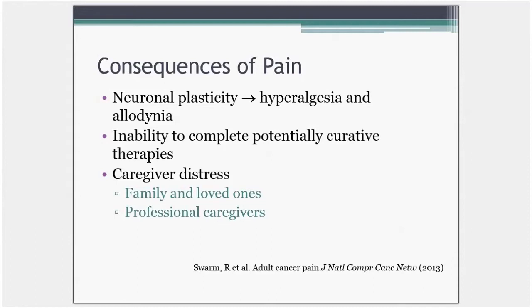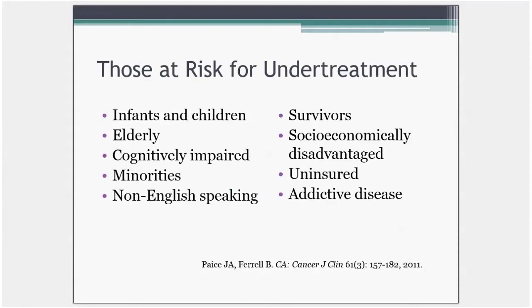And we know that when pain persists, not only are there changes in the nervous system, but that caregivers can become distressed by observing the pain experienced by their loved ones. And this is not just the family member, but it's also the professional caregiver. So for a variety of reasons, we need to use all available treatment options.